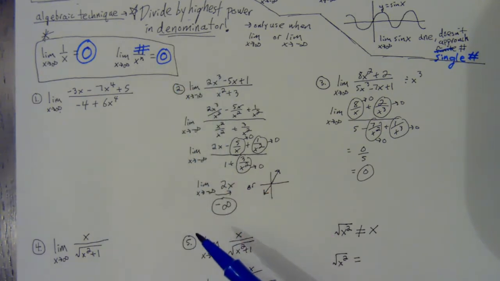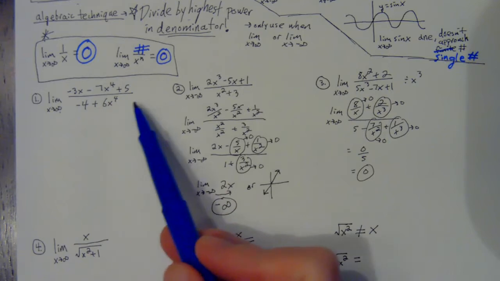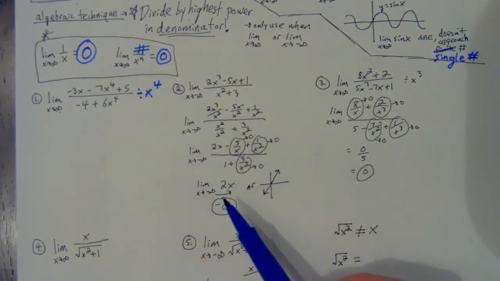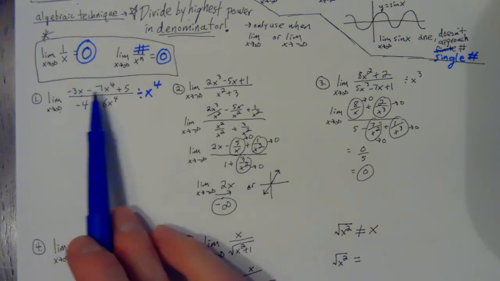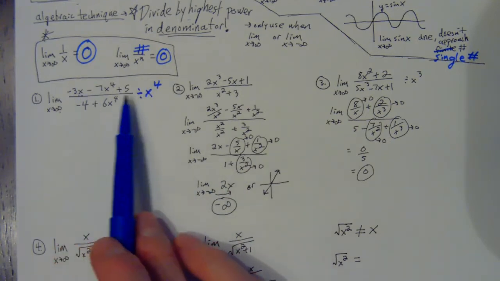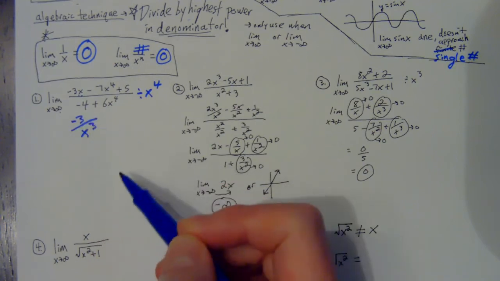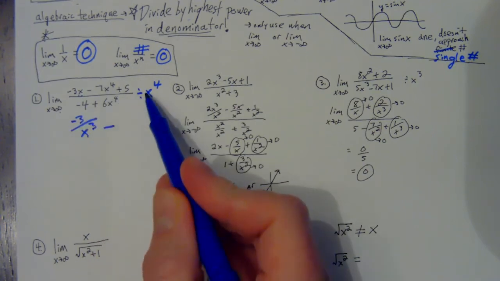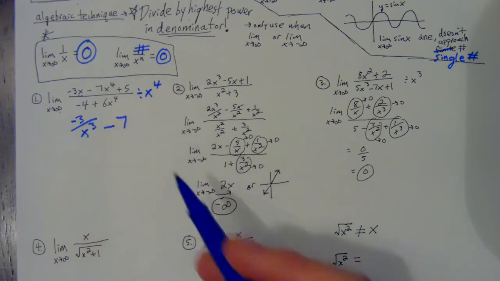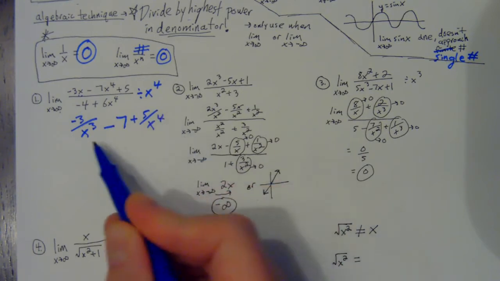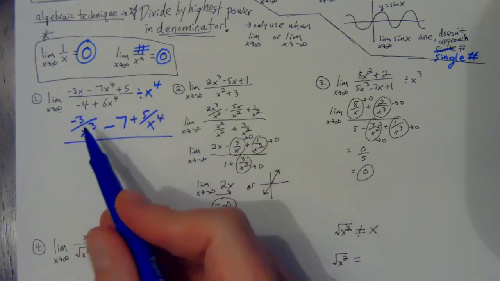All right. So usually, instead of writing divided by x to the 4th everywhere, I usually just put a little divided by x to the 4th out here. And then I'm dividing everything by the x to the 4th. So I take -3x over x to the 4th. That'll give me -3 over x cubed. Then here 7x to the 4th over x to the 4th just gives us 7. And then 5 over x to the 4th is just 5 over x to the 4th, right? And then I'm going to also divide everything on the bottom by that.